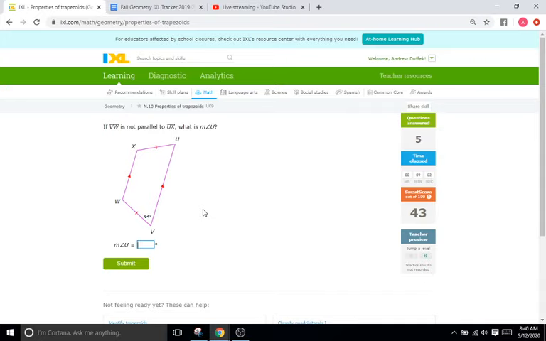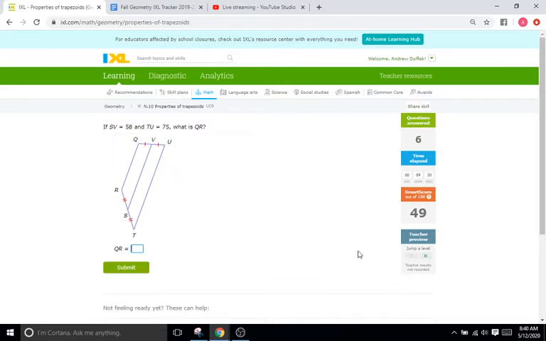Okay. And I'm just going to keep jumping from here, I think. I will answer this one because it's quick. If these two are not parallel, then what is the measure for angle U? Well, these are the same length, meaning 64 here is going to be 64 here as well.